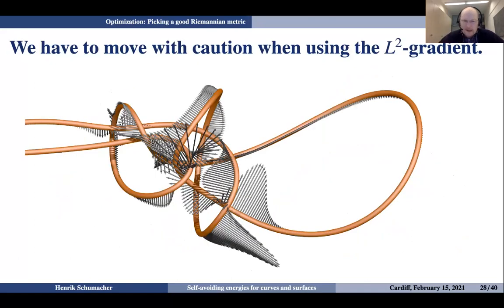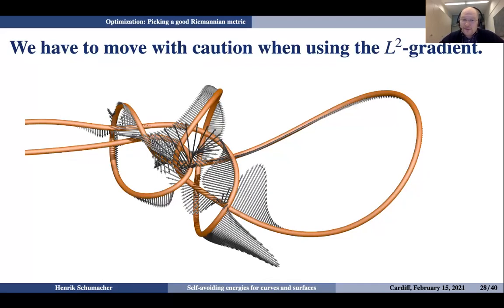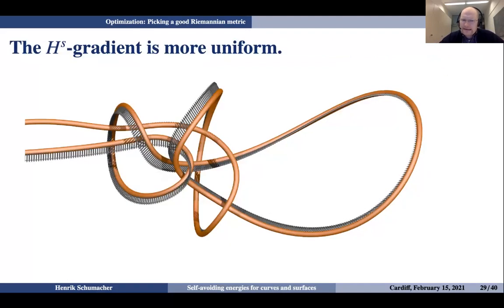And I showed you before this image of the L2 gradient. So I also like to show you how this fractional Sobolev gradient differs from this. So this is the HS gradient. And when you compute the gradient, you basically apply an inverse of the fractional Laplacian, or an inverse of a certain fractional power of the Laplacian. That means you smooth out the L2 gradient. And that's what you see. You still have a bit of concentration here in the middle, but you might get the idea. The curve moves a bit more coordinated.